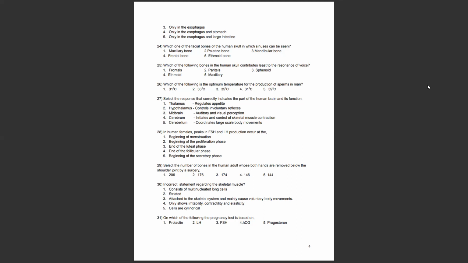Then, question number 27, that is from the nervous system. Right? Now, they have given the parts of the human brain and the function, and we have to find which response is correct. Regulate appetite: thalamus, no. Regulation of appetite is done by the hypothalamus, not by the thalamus. Then control involuntary reflexes, that is done by the medulla oblongata.